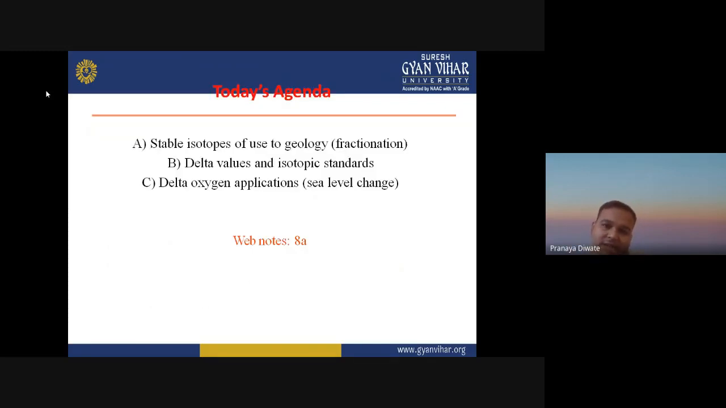So today we are going to see the stable isotopes used in geology. What is fractionation, what is the delta isotope used, and what kind of different studies we can do.